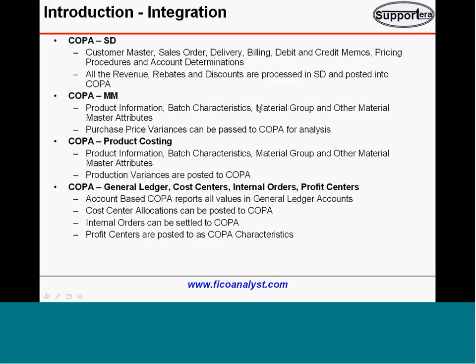The same way, when we study product costing, it is pretty much the same kind of information. Because MM is also integrated with product costing, and product costing doesn't exist without the MM material master, right? So both are integrated. Pretty much what data is going from MM, you can also consider as product costing. But the important thing is production variances. So instead of purchase variances, here production variances are posted to COPA. That's what we will understand there, right?